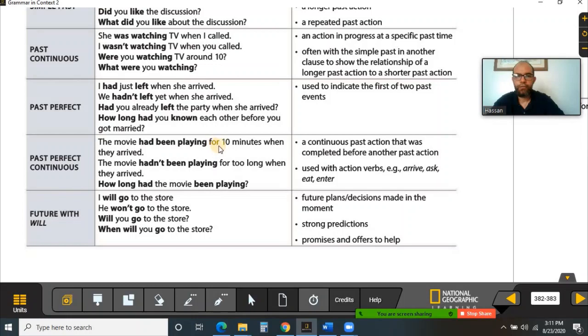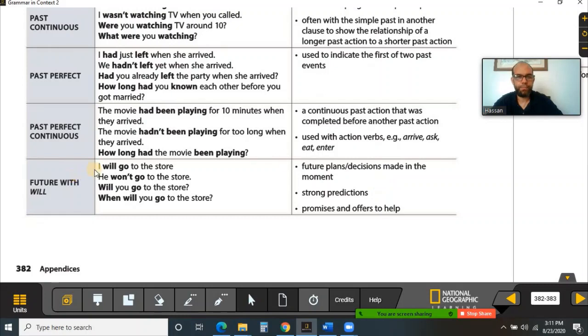So here, for 10 minutes, for too long, you will always see the word for, that shows the duration of the action. Okay? I had been taking a shower for 10 minutes before you called, or when you called. Remember, the past perfect continuous is used when we are interested in how long the action was taking place before another short action happened.